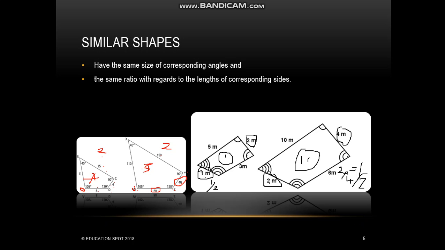So the ratios of the corresponding sides are the same, which qualifies the second statement we made: for us to consider shapes to be similar, they must have the same size of corresponding angles, which they do, and they must have the same ratio with regards to the corresponding sides. Going the other way, 2 over 1 is 2, and 4 over 2 is 2, which means their sides have the same ratios.